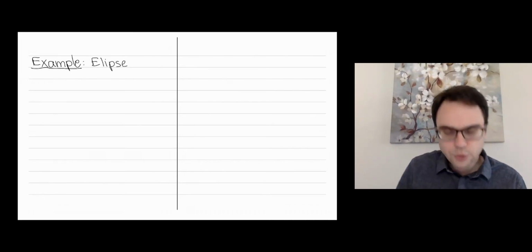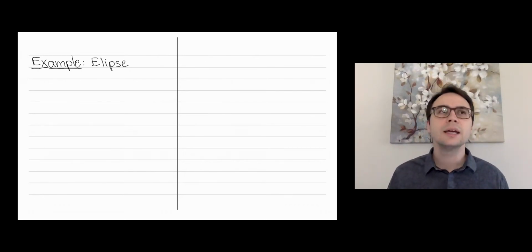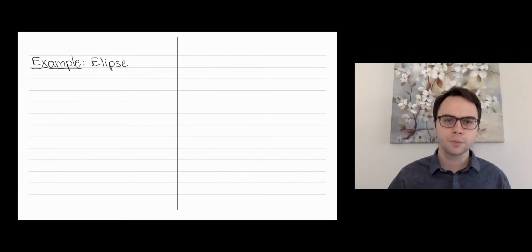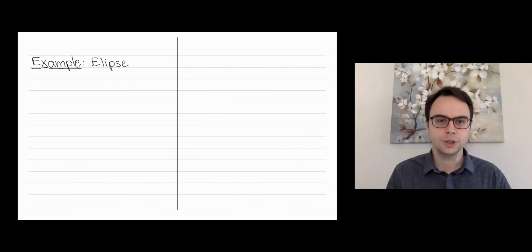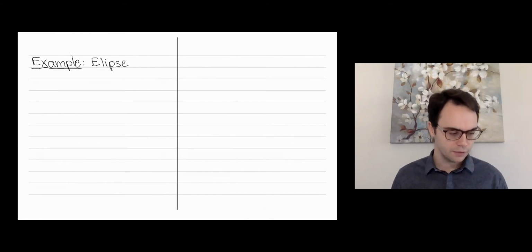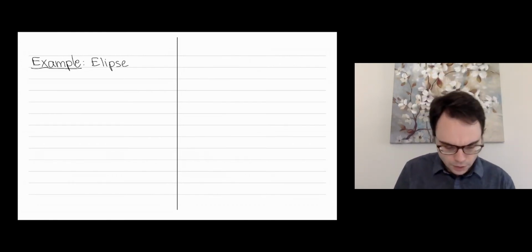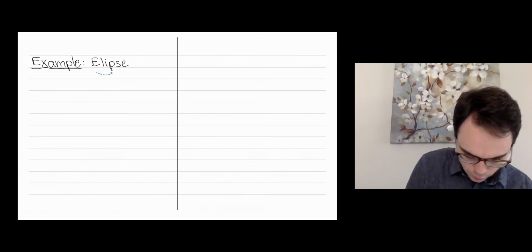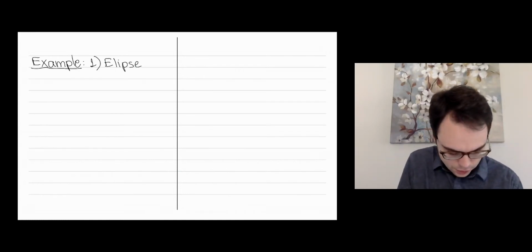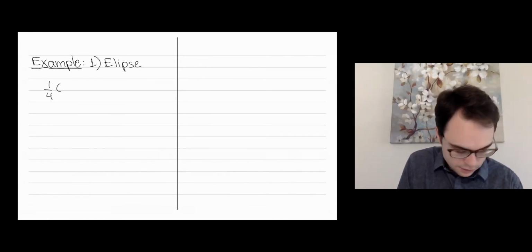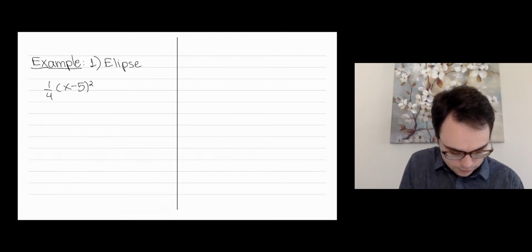So I want to show you now a bunch of examples, and in the future, if you find a curve you don't know how to parameterize, you can maybe look at these examples that I'm going to build with you right now, and see if you can get some inspiration here. I think it's useful to have a nice repertoire of examples to draw from. So the first one, I'll call this example 1, it's going to be an ellipse. The ellipse has equation 1/4 of (x minus 5) squared plus (y minus 3) squared equals 1.